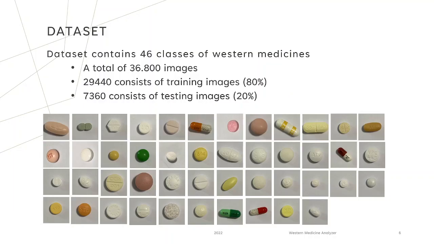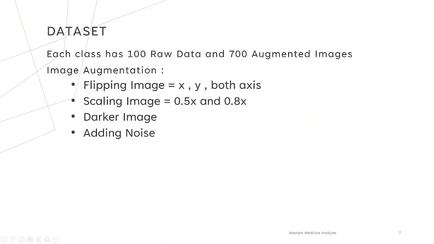Now let's talk about the dataset. The dataset contains 46 classes of Western medicines, and the dataset contains 36,800 images, in which 80% is used for training the image, and the remaining 20% is used for testing the image.